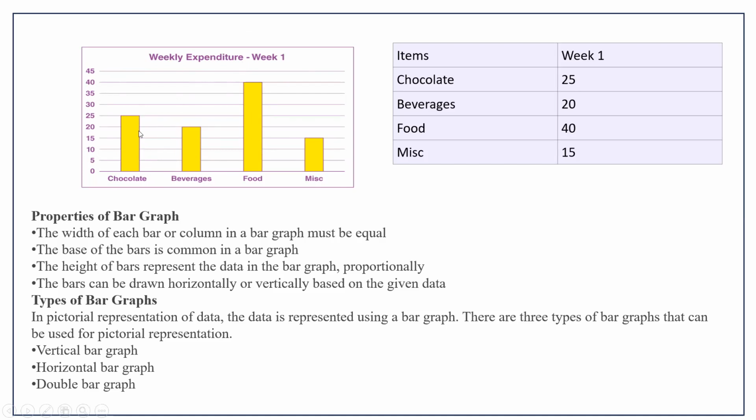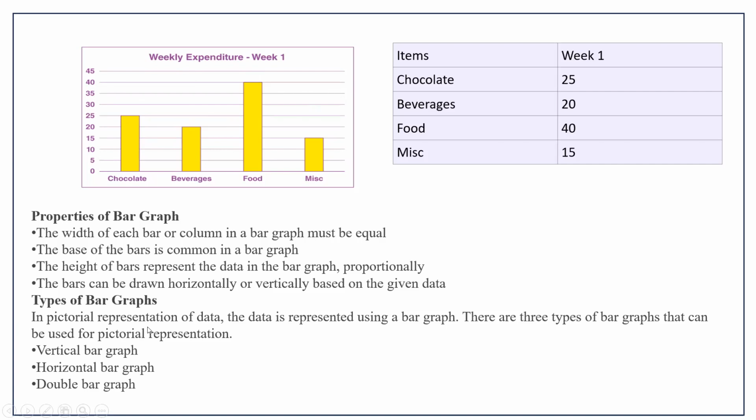So in what proportion, or how much money has been spent in the overall week: on chocolate it is 25, in a week beverages is 15. So accordingly, the height of the bar will change. The bar can be drawn horizontally or vertically. So this is the horizontal way. Vertical will be from this side. The bars you can draw either way.